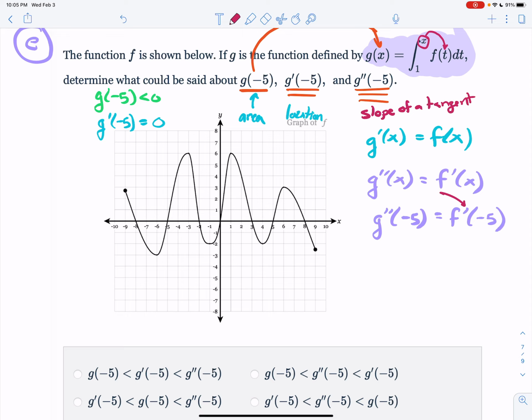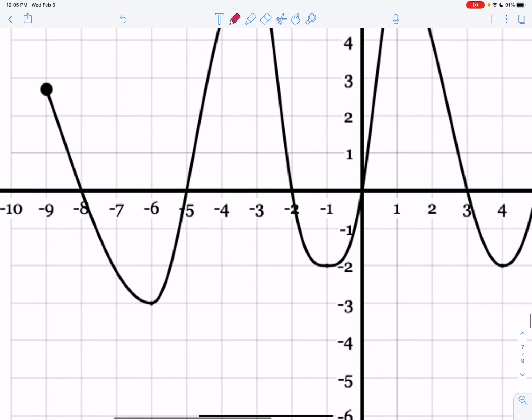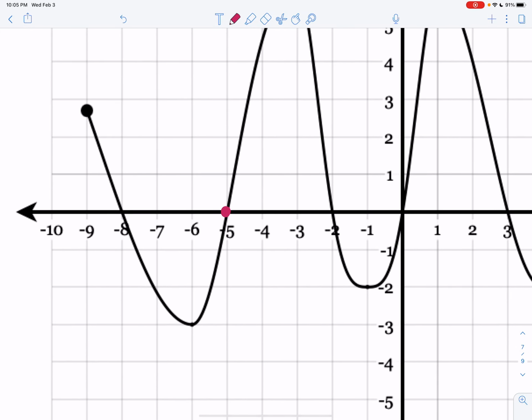So they're asking us, well, what's the slope at negative 5? Okay, so here's what you do. At negative 5, you draw a tangent line. Now it may not be perfect, but what can you tell me about that slope? You notice that that line is leaning upwards, so you know that that slope has to be positive.